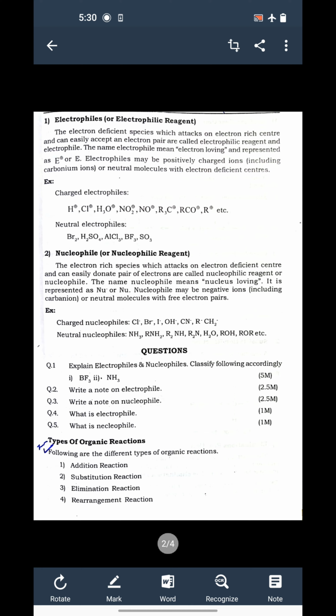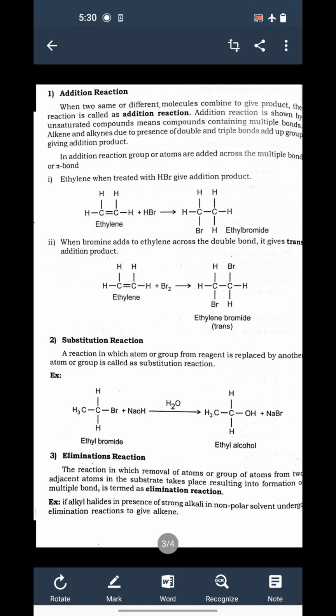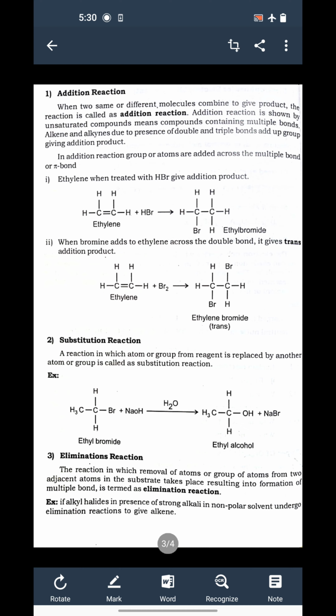Now we come to the next topic, that is types of organic reaction. Organic reactions are of four kinds that we are going to study. The first one is addition reaction, then second is substitution reaction, third is elimination reaction, and the fourth one is rearrangement reaction.